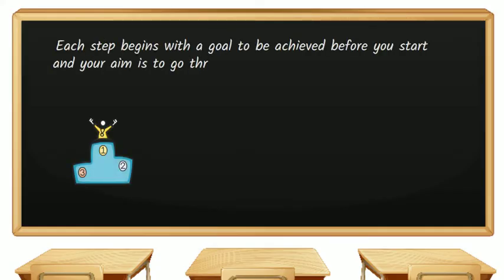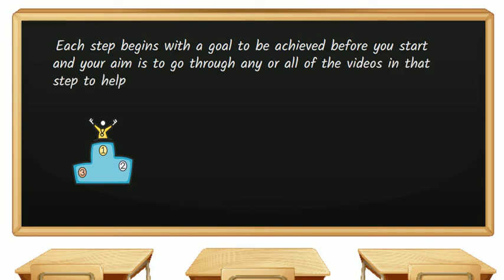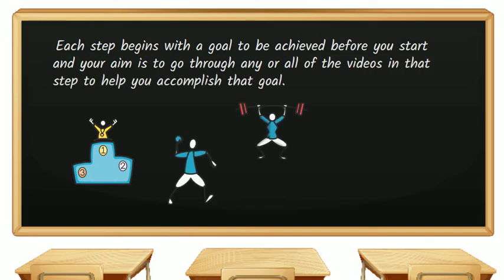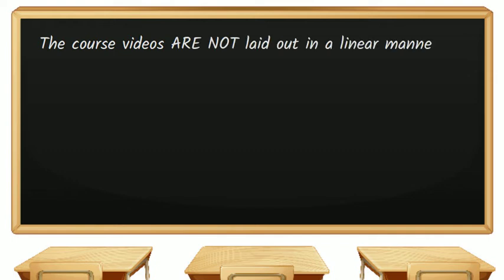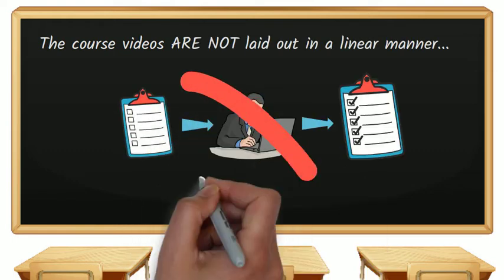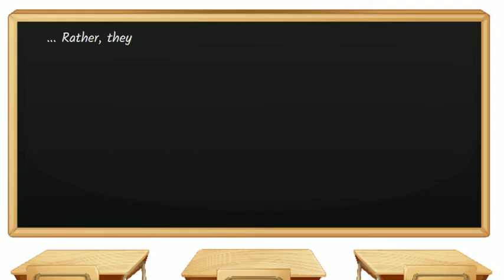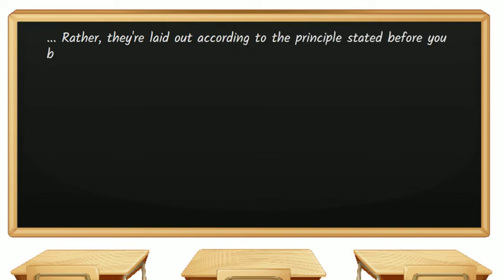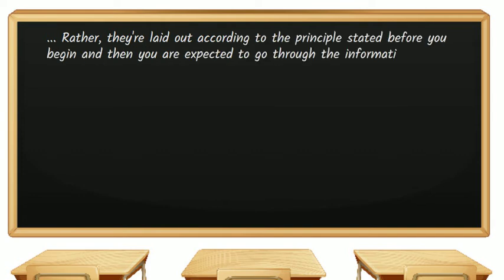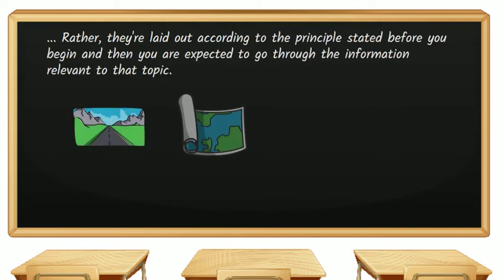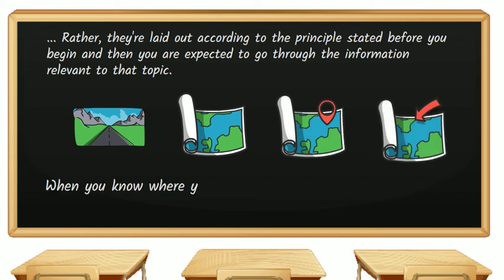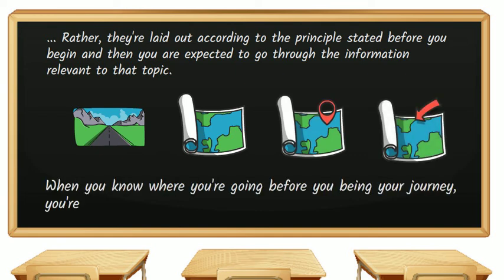Each step begins with a goal to be achieved before you start, and your aim is to go through any or all of the videos in that step to help you accomplish that goal. The course videos are not laid out in a linear manner. Rather, they're laid out according to the principles stated before you begin, and then you're expected to go through the information relevant to that topic. When you know where you're going before you begin your journey, you're far more likely to reach your destination.